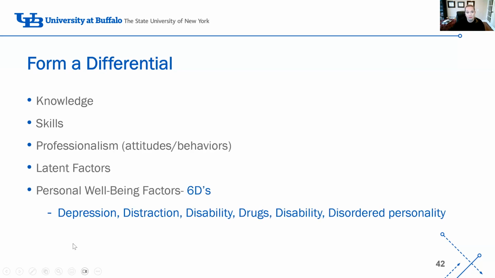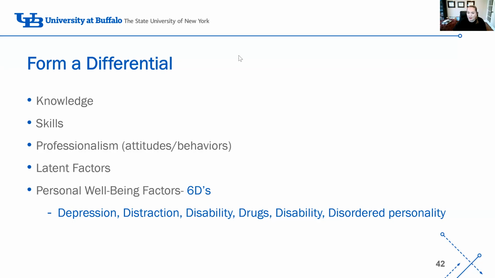Next slide. So forming the differential, right? Where is this problem? Is it a problem with knowledge or knowledge acquisition? Maybe it's a problem with the application of the knowledge. They have the knowledge, but they can't translate it or apply it in the right setting. Maybe it's a skills problem. Maybe it's a professionalism issue, attitudes and behaviors. Maybe there's something else going on. And so we would be remiss if we didn't mention this in this talk today, and the 6Ds or however you want to approach it. But if there's underlying depression, distraction, maybe there's something really significant going on in this person's life, right?